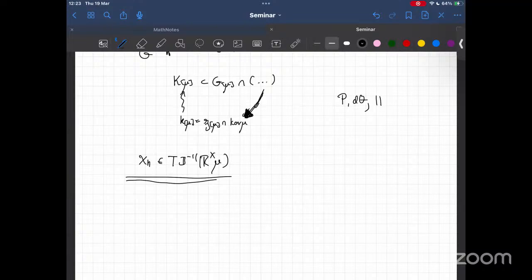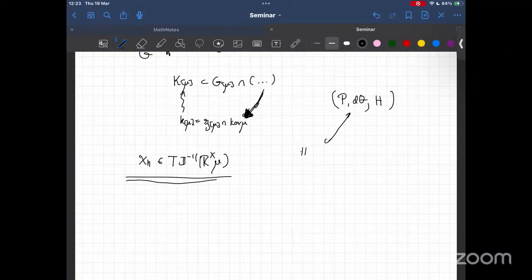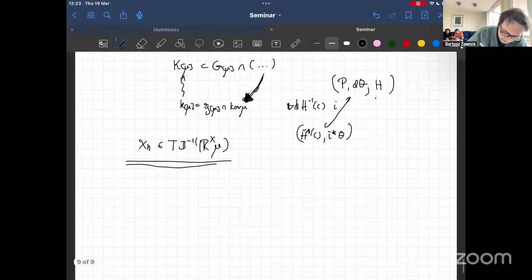exact symplectic manifold with the Hamiltonian function, then you can of course take the level set. I mean, regarding that the level set of the Hamiltonian function is a submanifold, and the Liouville vector field is transversal to this submanifold, you get the contact structure in here, and the Hamiltonian dynamics become Reeb dynamics.